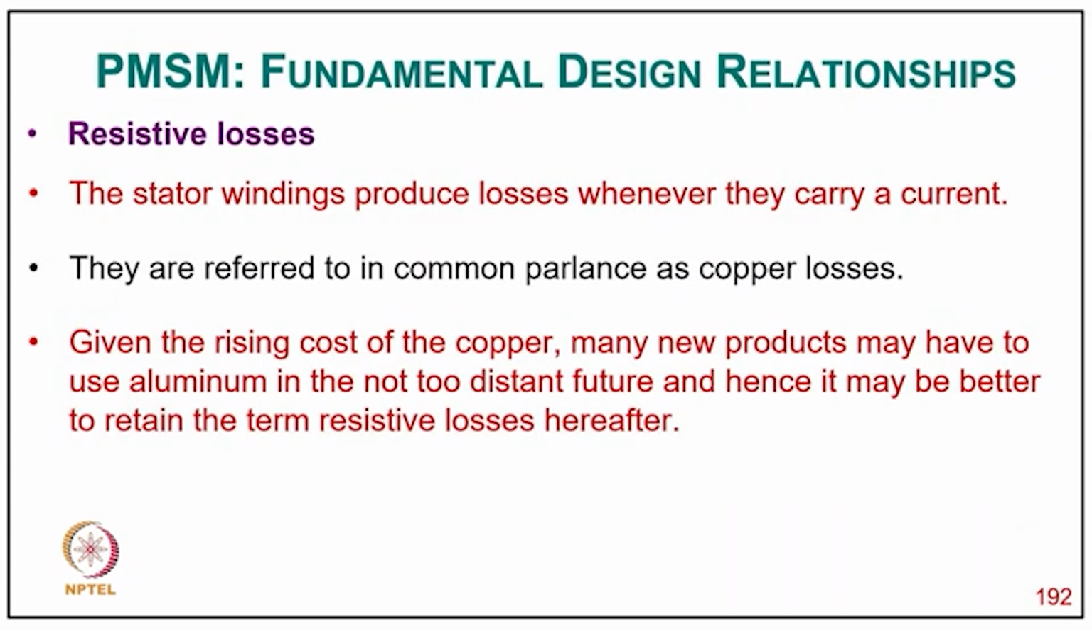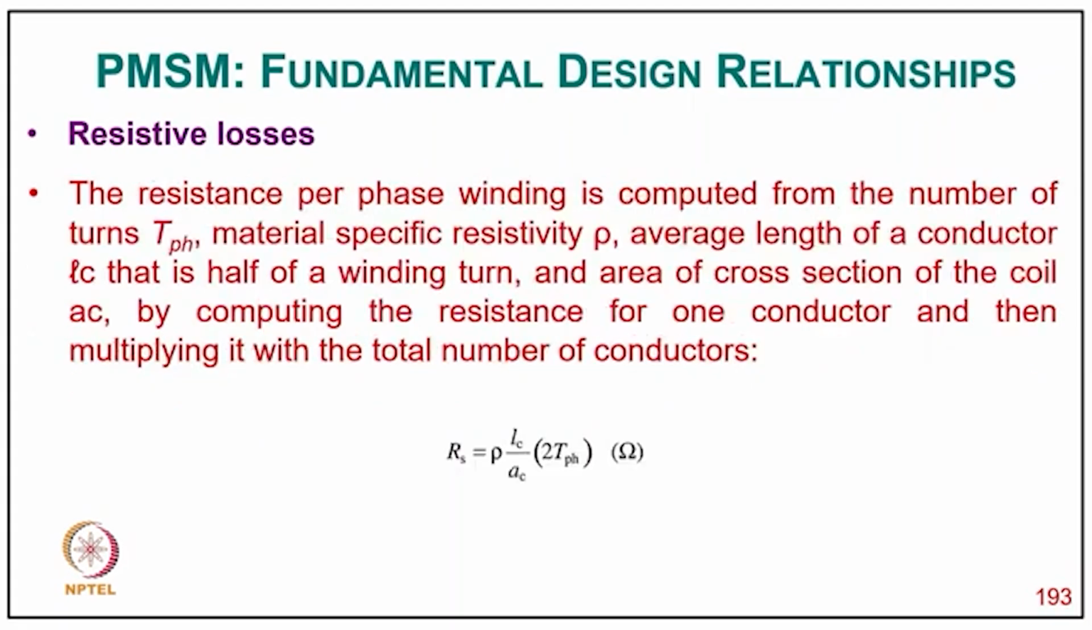Now coming to resistive losses, stator windings produce losses whenever they carry a current, so they are referred to in common parlance as copper losses. Given the rising cost of copper, many new products may use aluminum in the not too distant future, and hence it may be better to retain the term resistive loss hereafter. So the resistance per phase winding is computed from the number of turns Tph, material specific resistivity rho, average length of the conductor Lc, that is half of the winding turn, and the cross section area of the coil Ac, by computing the resistance of one conductor and then multiplying it with the total number of conductors.